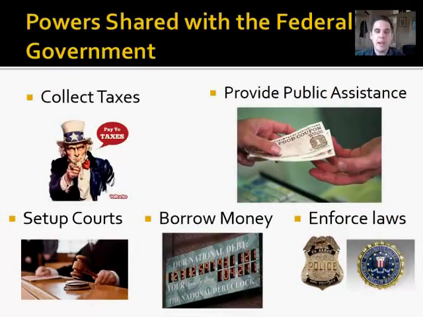All right, so now these powers are powers that are shared with the federal government. That means the federal government can do it and the local state government can do it. They may not work together. Sometimes they will, sometimes they won't. They'll be separate departments, but they are powers that both can do.